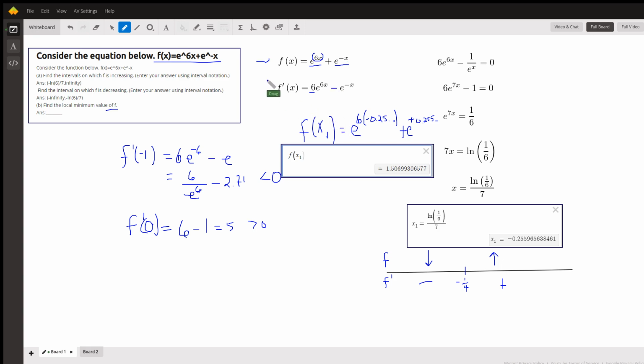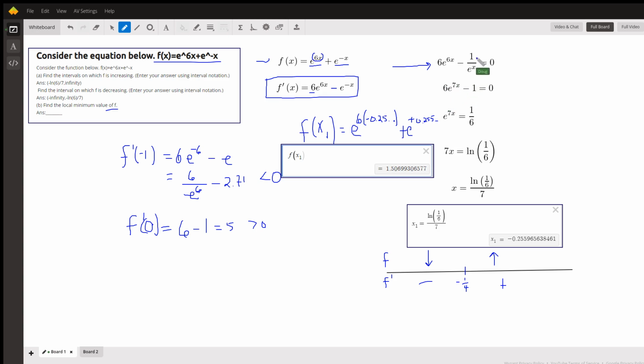Now we want to apply the first derivative test to find out when the first derivative equals 0. So here I've set it equal to 0. And I rewrote the e to the minus x as 1 over e to the x. And what we're going to do is multiply every term by e to the x to clear the equation of fractions. So this first term becomes 6e to the 7x.